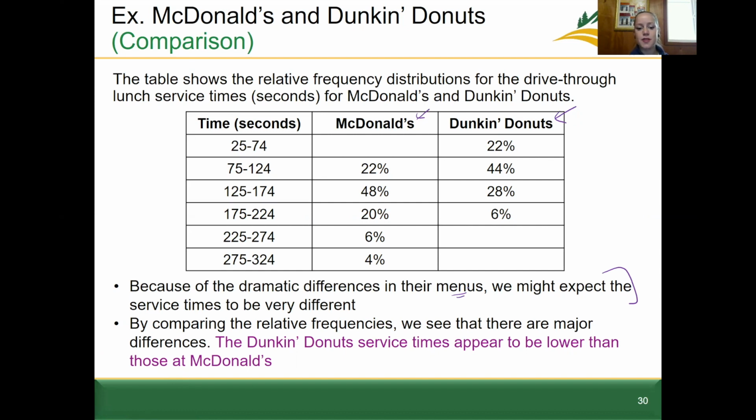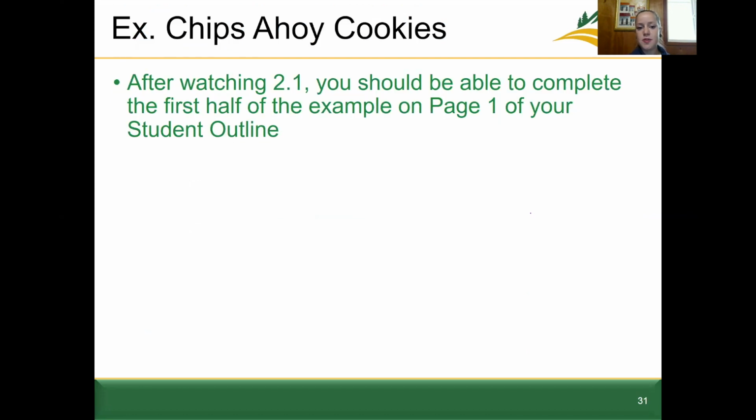And because we put the frequency distributions into the same table, now we can more easily compare, and we do see that Dunkin' Donuts service times appear to be lower overall compared to those of McDonald's. Okay, so that is the end of 2.1.